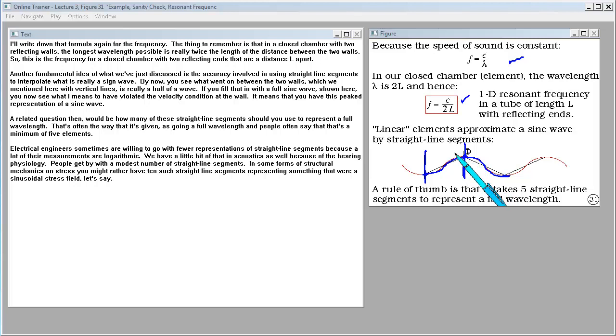A related question then would be, how many of these straight line segments should you use to represent a full wavelength? And that's often the way that it's given, going a full wavelength. People often say that that's a minimum of 5 elements. Electrical engineers sometimes are willing to go with fewer straight line segments because a lot of their measurements are logarithmic, and we have a little bit of that in acoustics as well because of the hearing physiology. So people get by with a modest number of straight line segments. In some forms of structural mechanics, on stress, you might rather have 10 such straight line segments representing something that were a sinusoidal stress field, let's say.